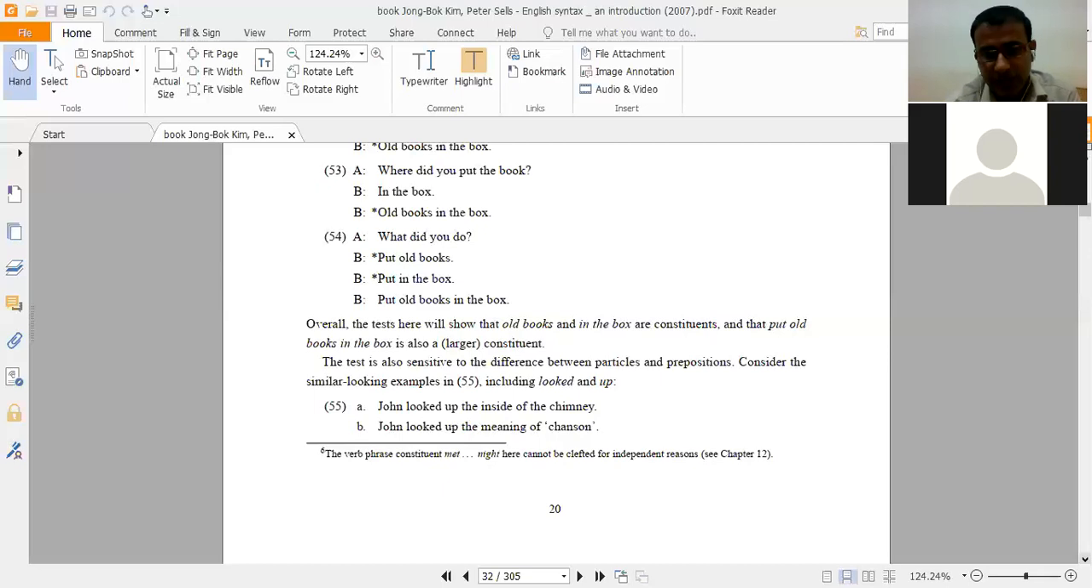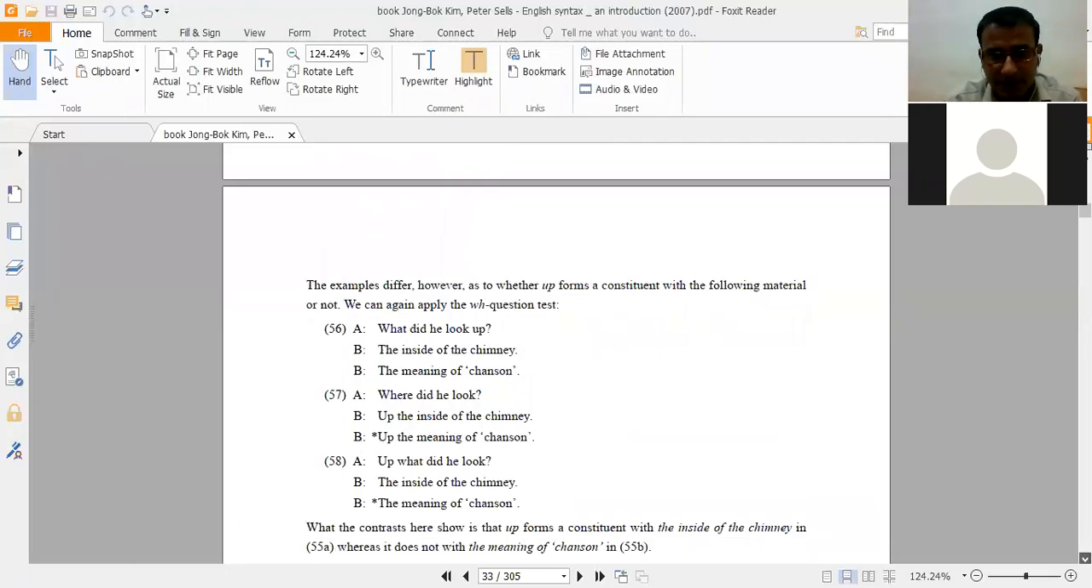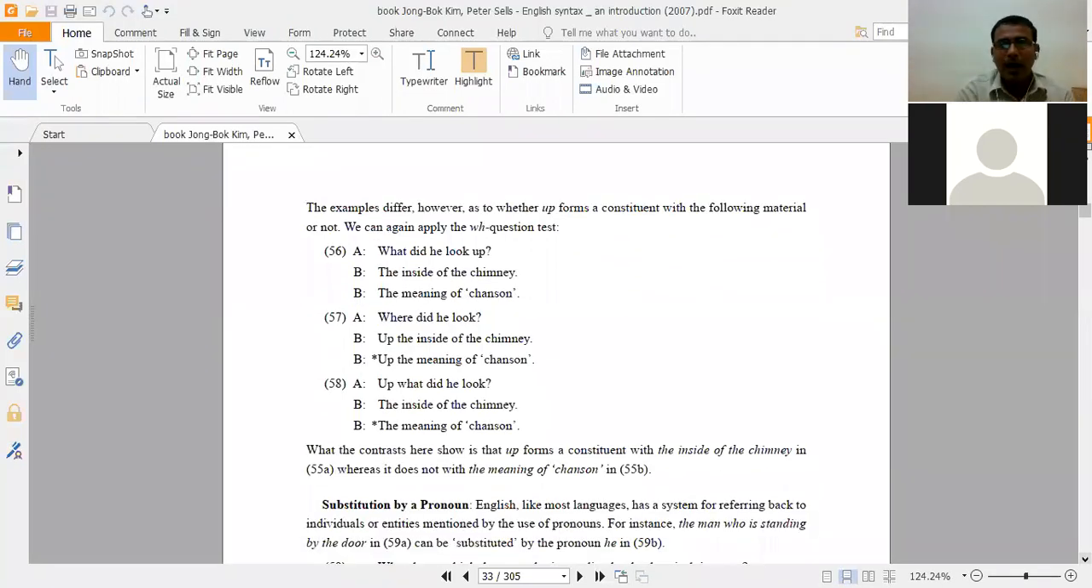The test is also sensitive to the difference between particles and prepositions. Consider the similar looking examples in 55, including looked and up. John looked up the inside of the chimney. John looked up the meaning of Jansen. The examples differ, however, as to whether up forms a constituent with the following material or not.